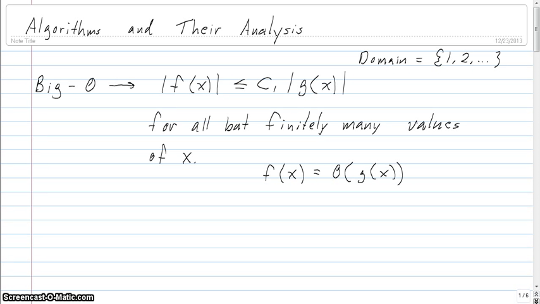Okay, so in this video I want to talk a little bit about how we analyze algorithms. An algorithm is just a fancy word for a step-by-step process. That's a word that gets thrown around a lot.